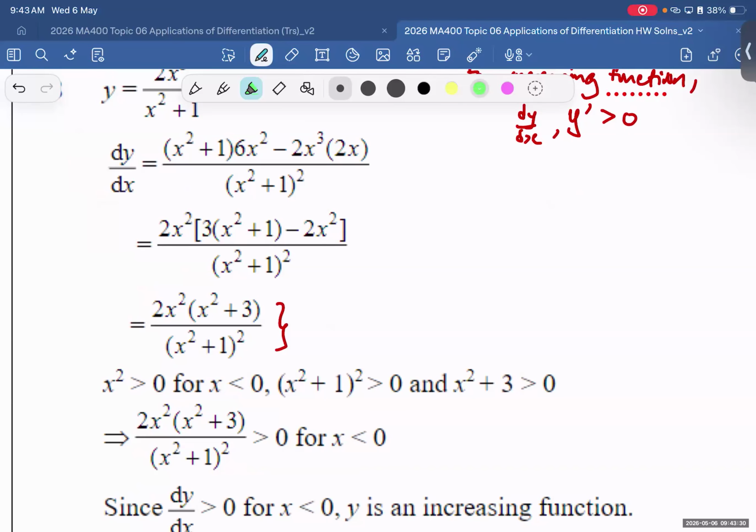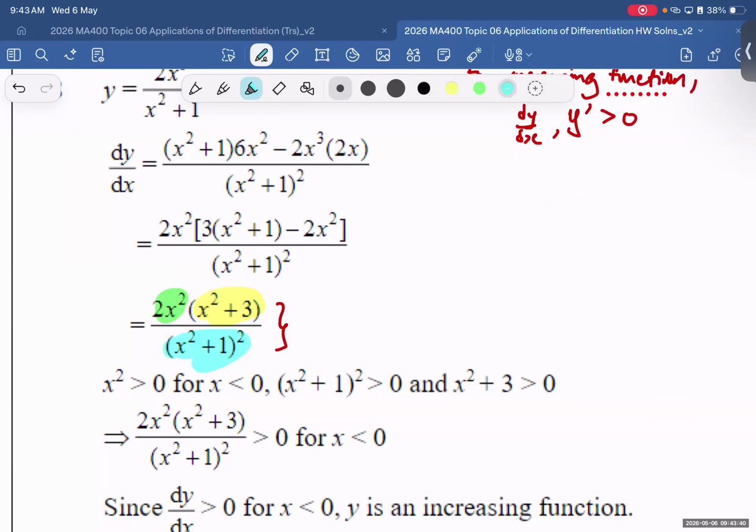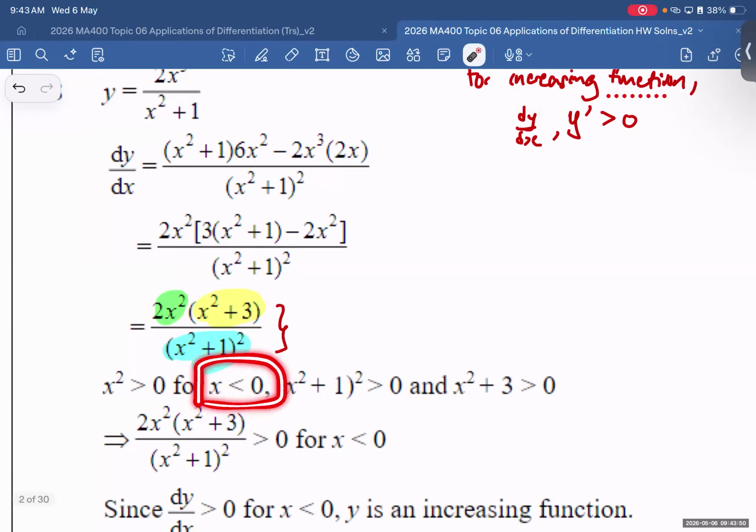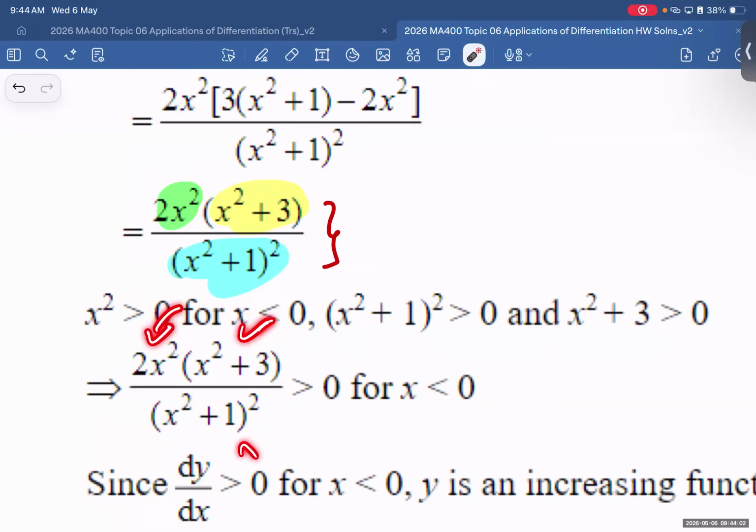Let me highlight this in green color, yellow, then blue. So take some time to explain all of them are greater than 0. Now, some of you ask, why must I write this down? Nothing in particular, it's just given by the question. But since they tell you that x is not 0, then x squared is more than 0, x plus 1 more than 0. So it's easy to explain because the green, yellow, and blue are all positive.